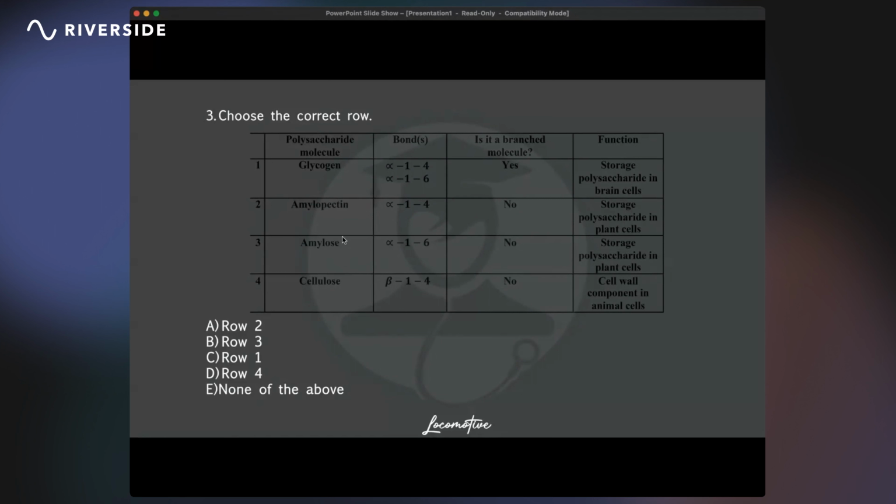Amylose, another form of starch, can be found in plant cells. Storage polysaccharide in plant cells. Is it a branched molecule? No. But the type of the bond is alpha 1,4. Cellulose. What's the function of cellulose? Cellulose can be found in the cell wall of plant cells, not animal cells. Animal cells don't have a cell wall. And the type of the bond is beta 1,4. Is it a branched molecule? No. So the correct answer is E.